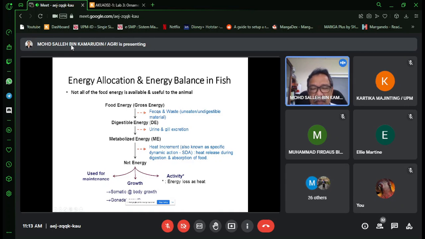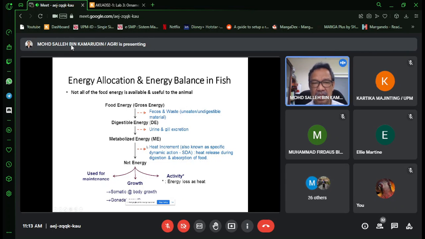Feces tak boleh buat apa sebab bila dia digestion ada yang terkeluar di situ, dan whatever yang digestible dipanggil digestible energy. And at this moment kalau kita tengok bila dah digestible tu ada lagi yang akan hilang melalui urine dan juga excretion. So don't forget, ikan pun dia kencing juga. Dan ni barulah jadi metabolized energy, dan some of the energy are also lost in a heat increment.